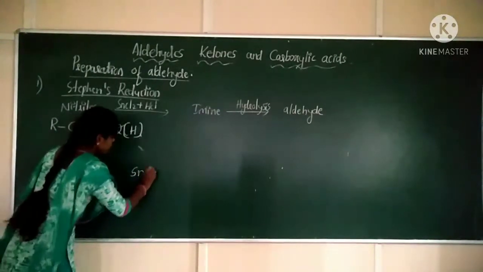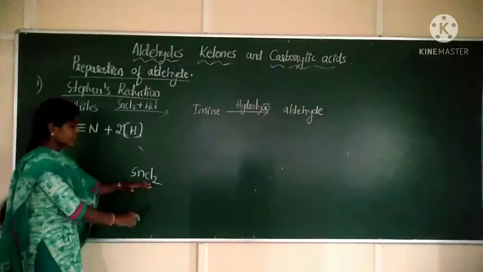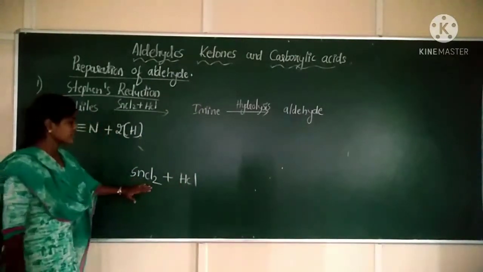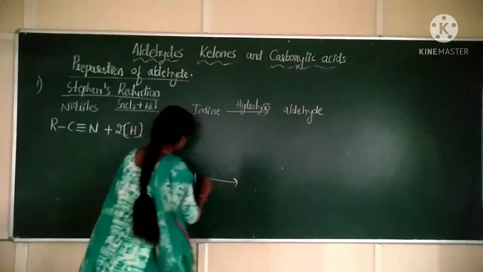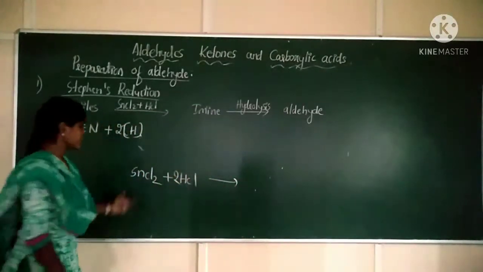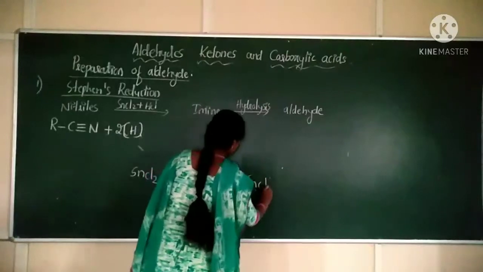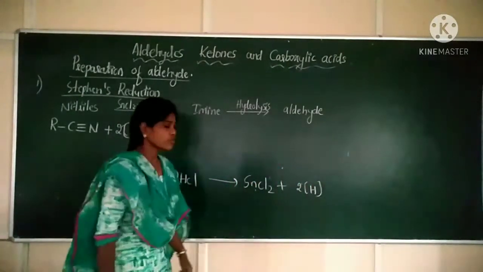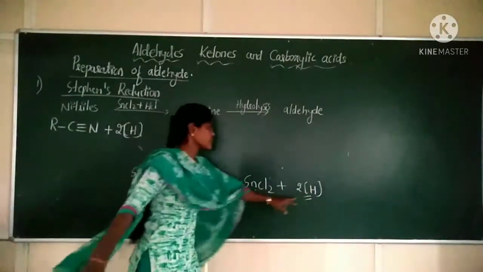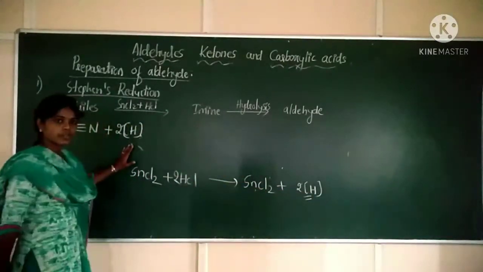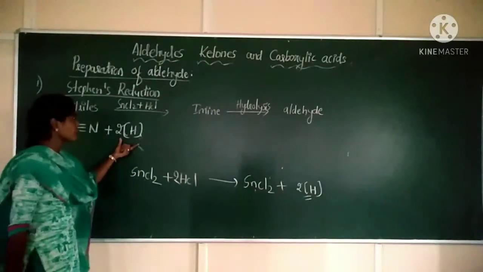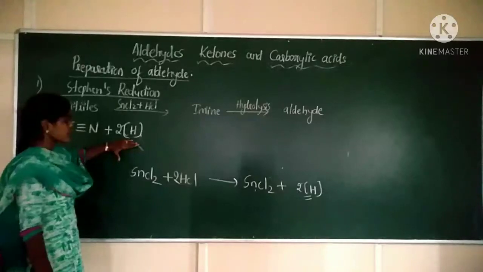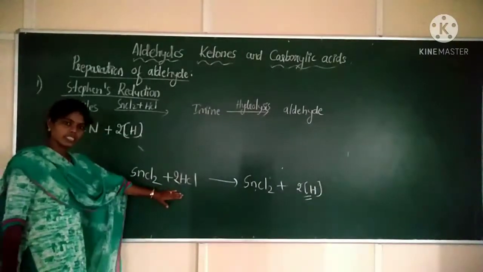By reacting stannous chloride with HCl. The reaction of stannous chloride with 2 moles of HCl will produce SnCl2 plus 2 hydrogens. Clear? So these are the hydrogens I have written here. These hydrogens are formed from the reaction of SnCl2 and HCl.